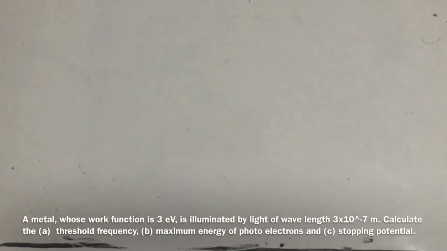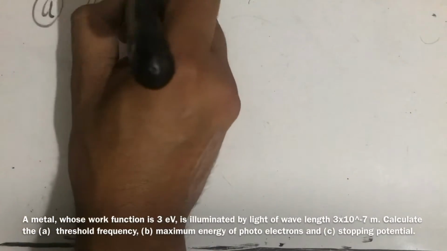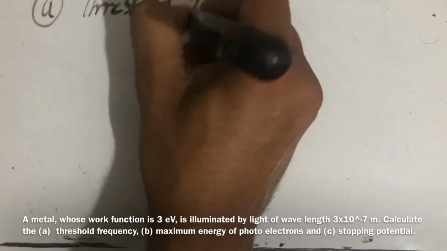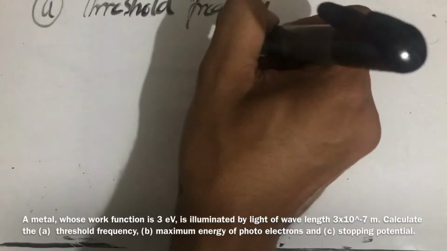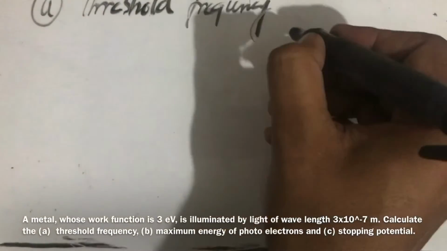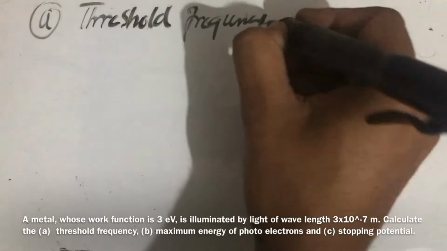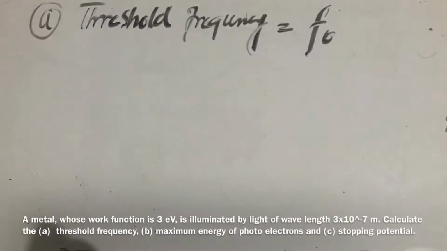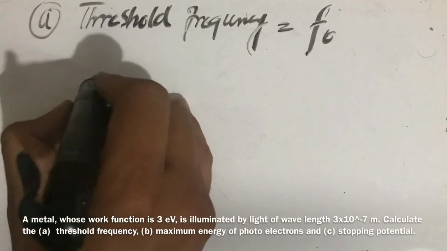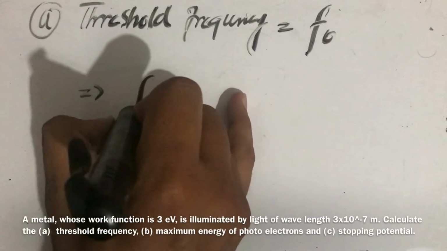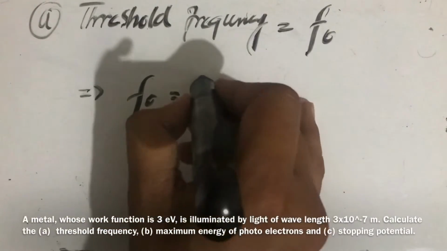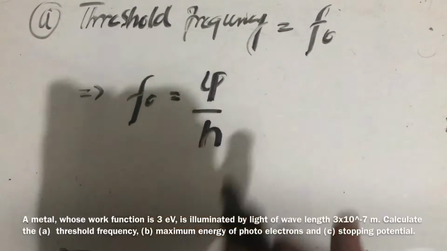So the first thing is the threshold frequency. We have to find the threshold frequency, which is f naught. For the threshold frequency, we have a relation: f naught is equal to phi over h.